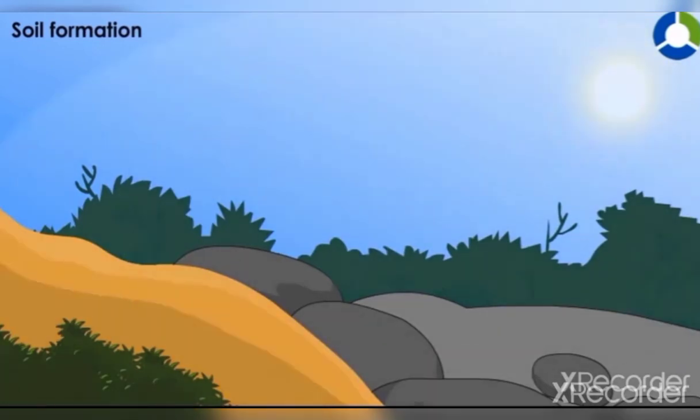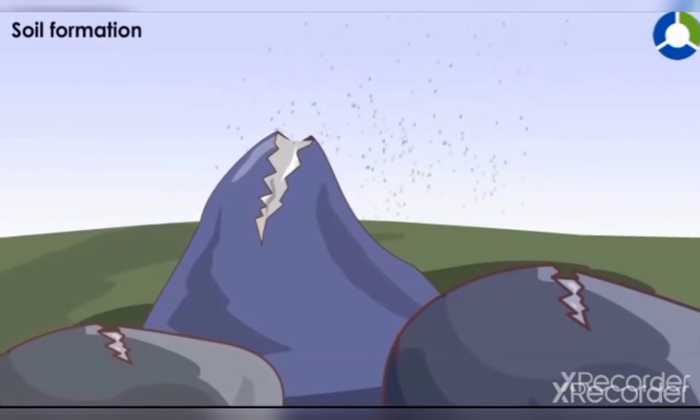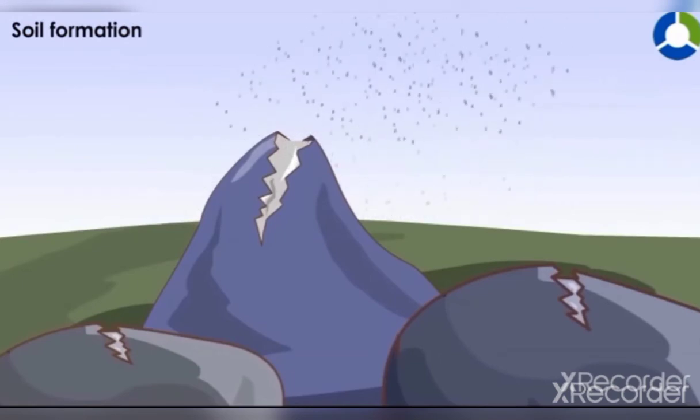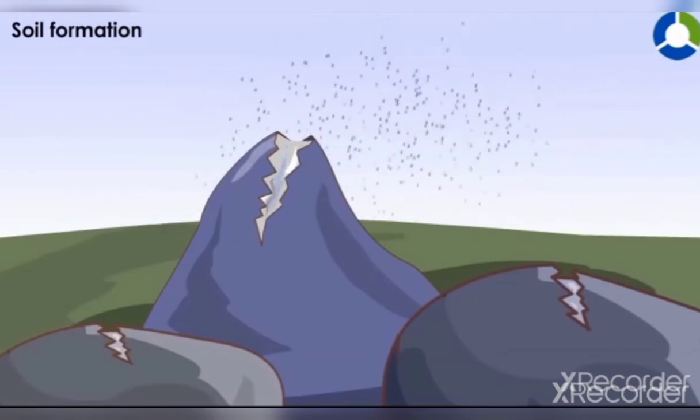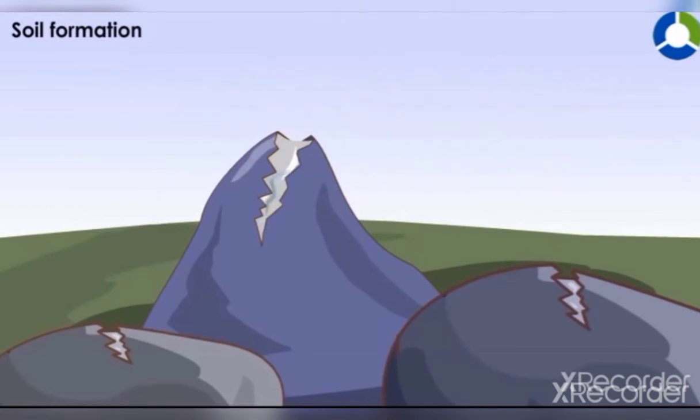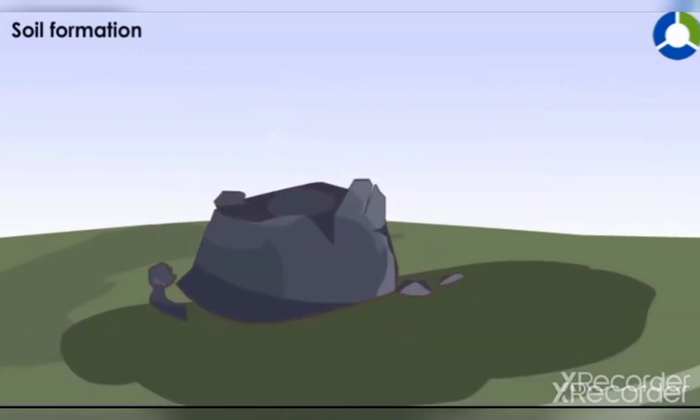These rocks were heated by the sun and cooled by the rain. Alternate heating and cooling results in the formation of cracks in the rocks. When it rains over cracked rocks, water enters into the cracks. In winter, this water freezes into ice. Ice in the crevices of rocks expands and causes the rocks to break into smaller pieces.